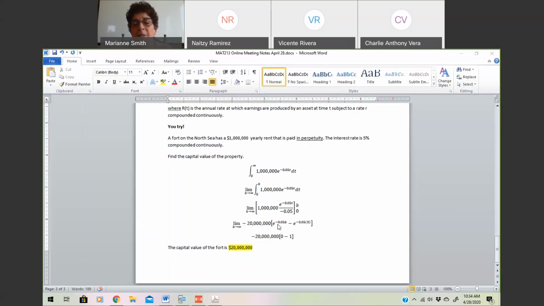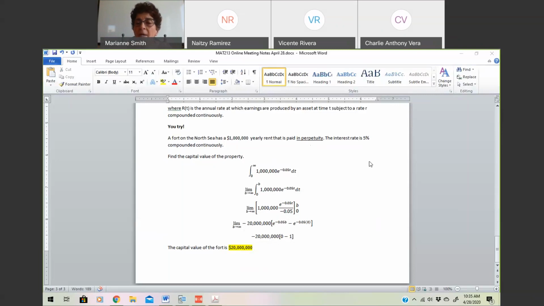Okay? So here I'm going to put in the b for t. And remember, the exponent here is negative, so it's like 1 over e to the 0.05b, right? And as that denominator gets very, very large, this is going to approach 0. Over here, I'm plugging in the lower bound of 0. e to the 0 gives you a 1. So I have negative 20 million outside times negative 1. So the capital value is 20 million.